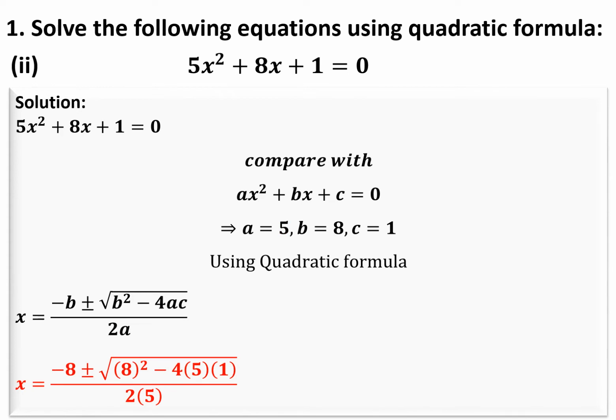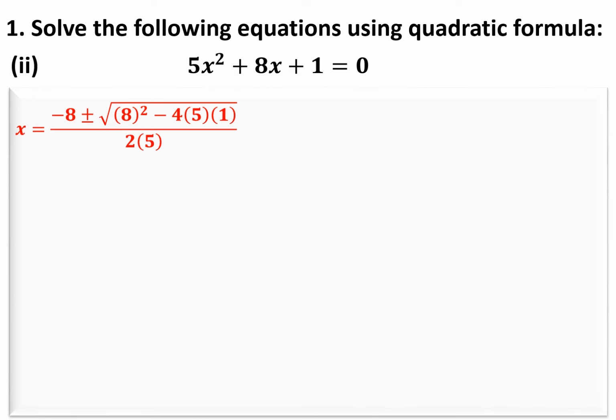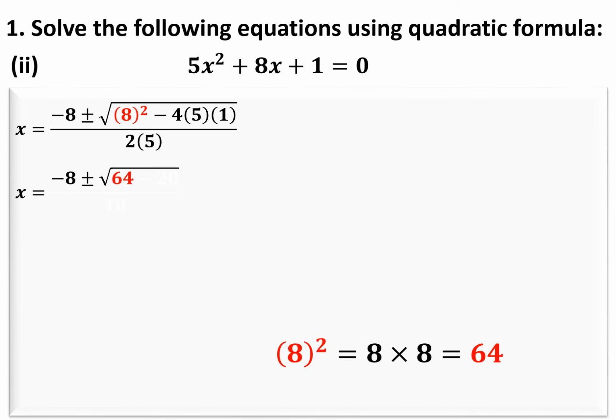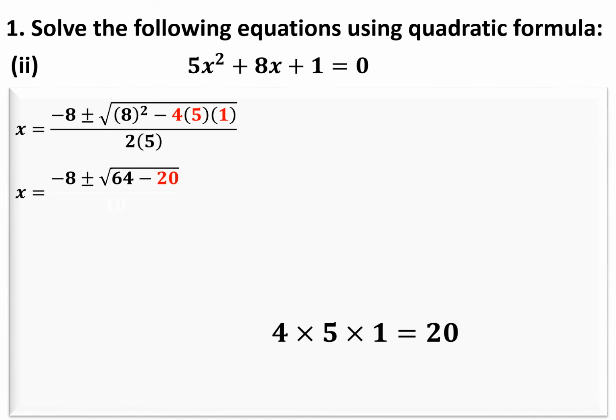This last value will be taken to the next page. The value is written. x is equal to minus 8 plus minus, written without any change, under root. The square of 8 is 64. 8 squared is opened by writing 8 two times and multiplying them, which becomes 64. This minus comes as it is. 4 is multiplied with 5 and 1, which becomes 20, as shown in details below. Divided by 2 multiplied with 5, which becomes 10.